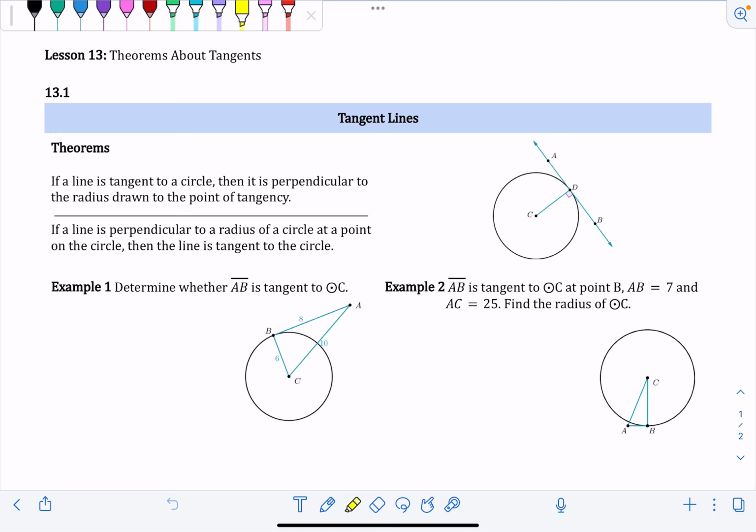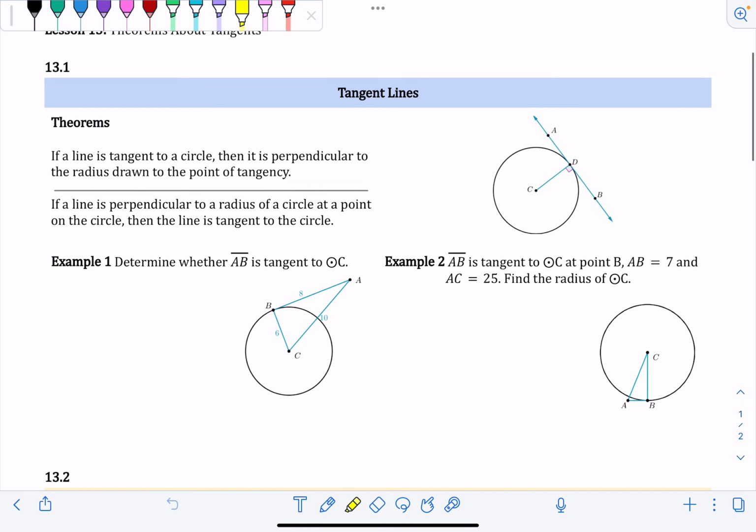Lesson 13 is called Theorems about Tangents, and remember, tangent lines are lines that touch a circle at exactly one point, but they don't cross into the circle. So 13.1, we're going to start up at the top.